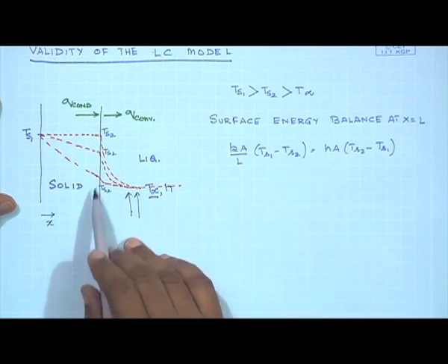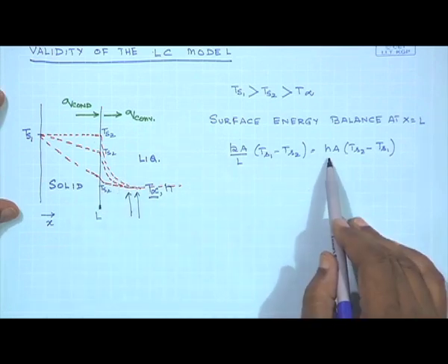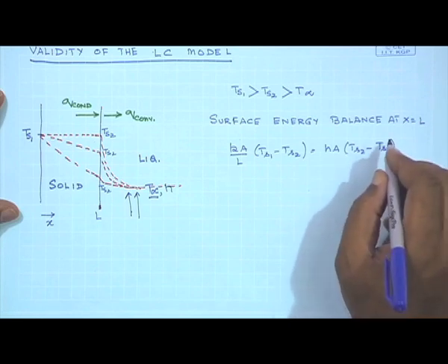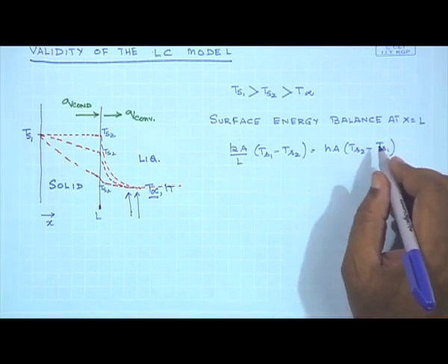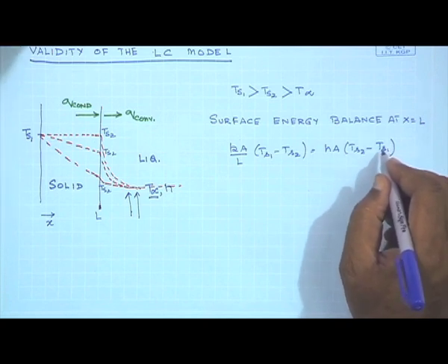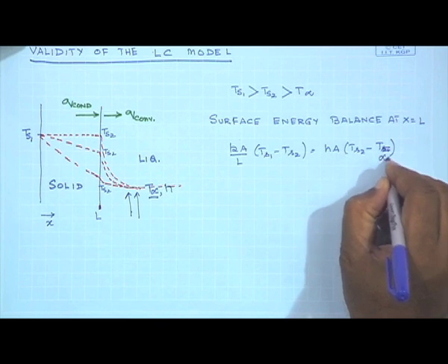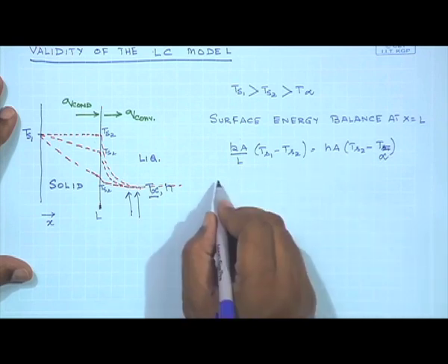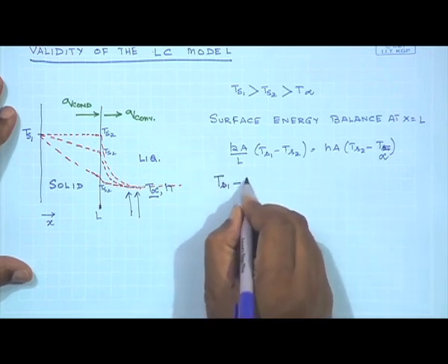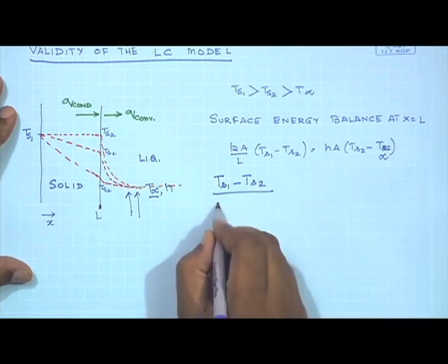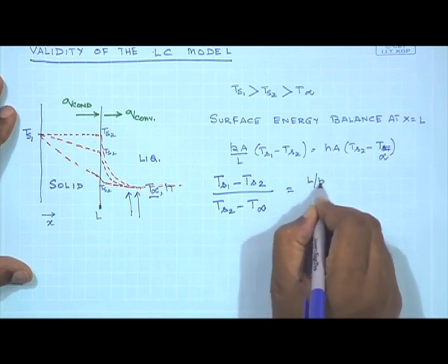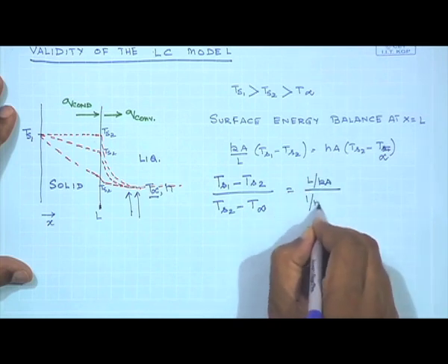The temperature gradient multiplied by the thermal conductivity and A would give you the heat flow from x equals 0 to x equals L. At the other side of the interface, this heat is going to be convected out by Newton's law of cooling, where h is the convective heat transfer coefficient, times A, times Ts2 minus T infinity. So, if I take the ratio of these temperature drops, I can write Ts1 minus Ts2 divided by Ts2 minus T infinity is equal to (L by kA) over (1 by hA).